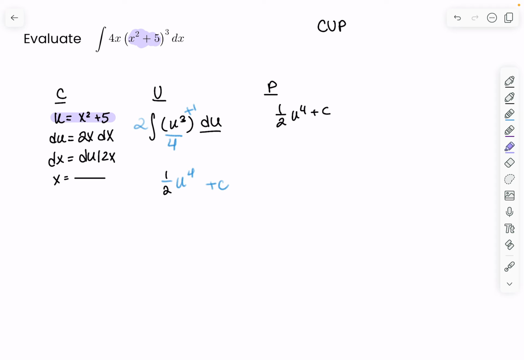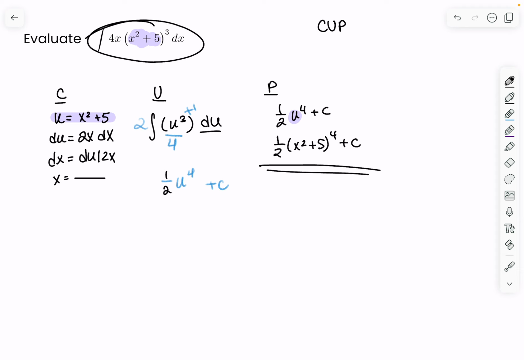I know that my u is x squared plus 5. So this is 1/2 (x squared plus 5) to the 4th power plus c. And that is my answer to this integral, okay? This is also my answer, but it's in terms of u. Remember, U-sub is just a strategy to make it easier to integrate, but the actual answer to the problem has to be in terms of whatever variable was in the problem in the first place, and that was x. And so we have to put it back in terms of x, and that is our answer, all right?